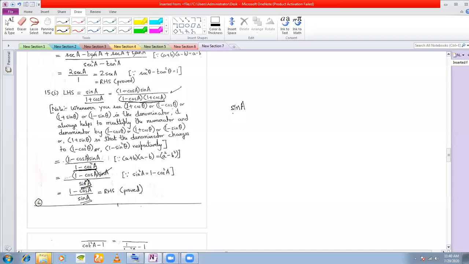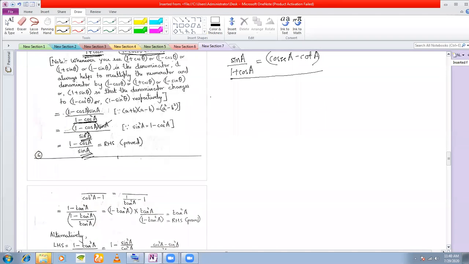Prove that sine A by 1 plus cos A is equal to cosec A minus cot A. Now this question could have been given to you in this manner also. Instead of saying prove that sine A by 1 plus cos A is equal to 1 minus cos A by sine A, they could have given you prove that sine A by 1 plus cos A is equal to cosec A minus cot A. Now, for this to be true, you just need to add one small step. You do everything as you are doing, and you reach till this step.